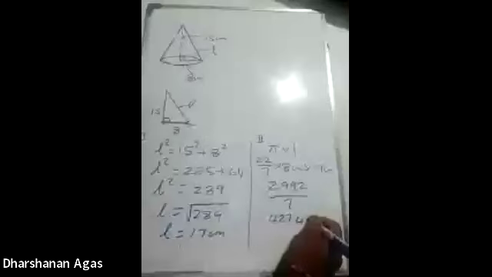2992. Divided by 7. Two decimal places you can divide. Okay, this is the curved surface area of the cone. What is the answer, students?